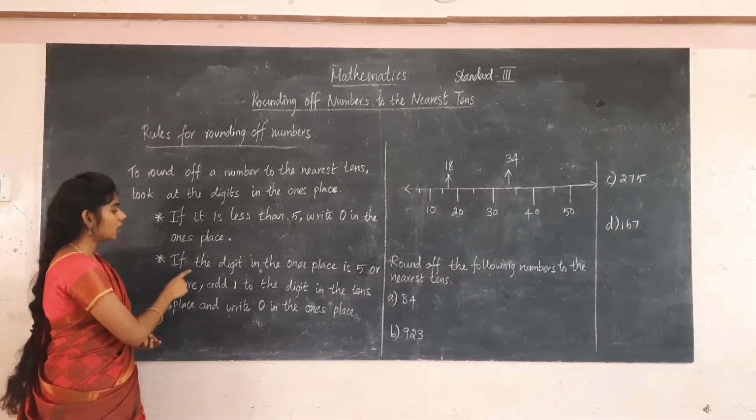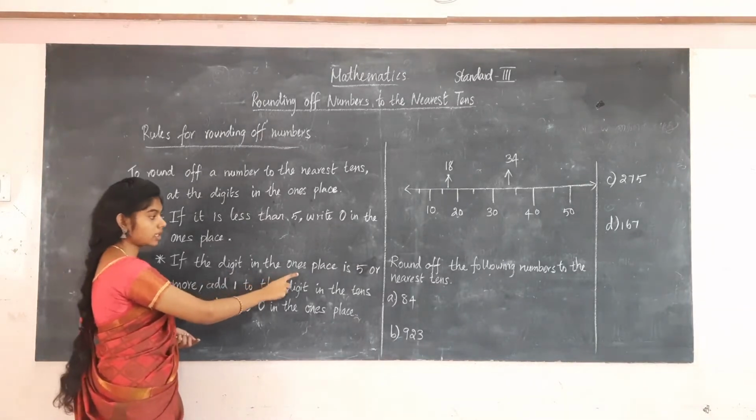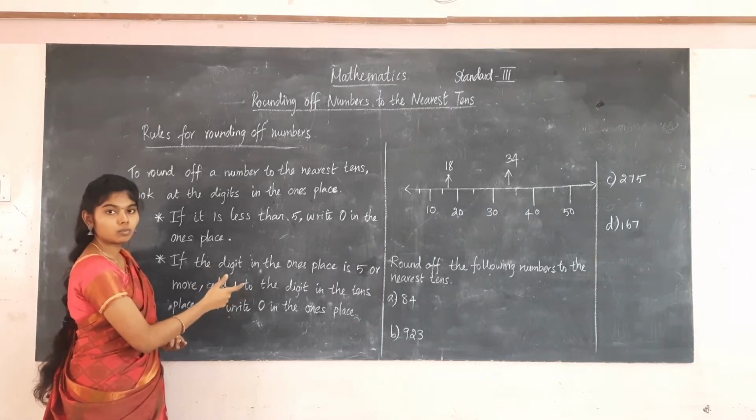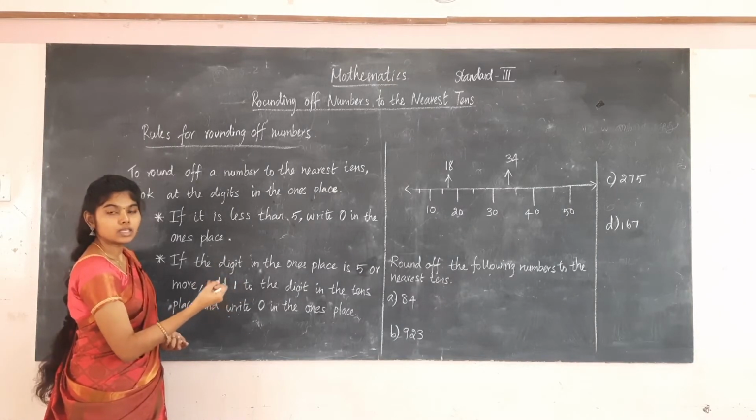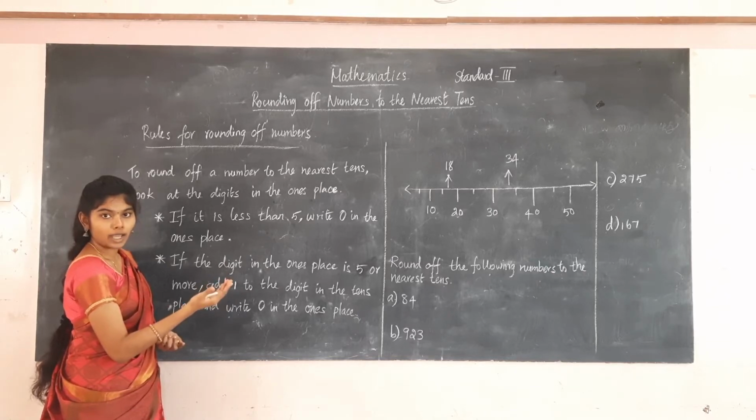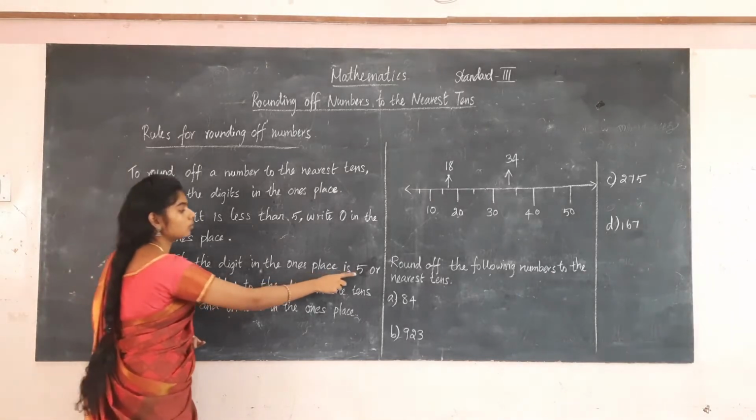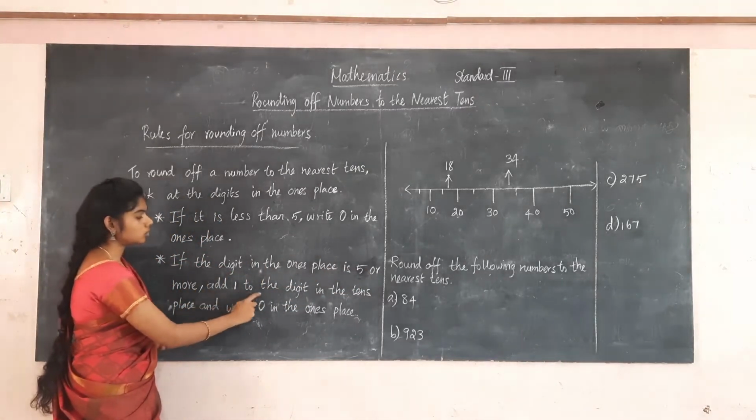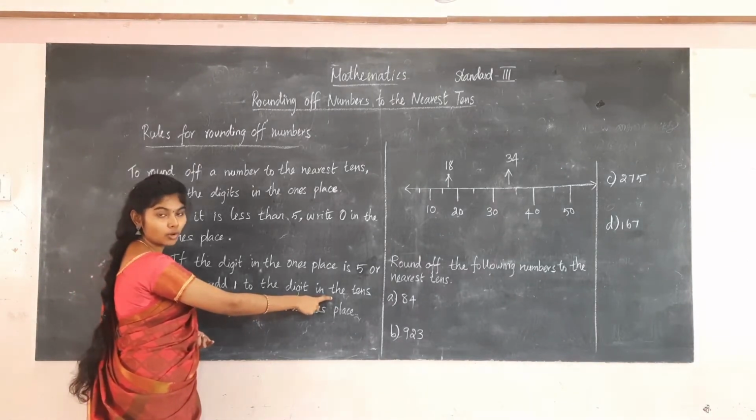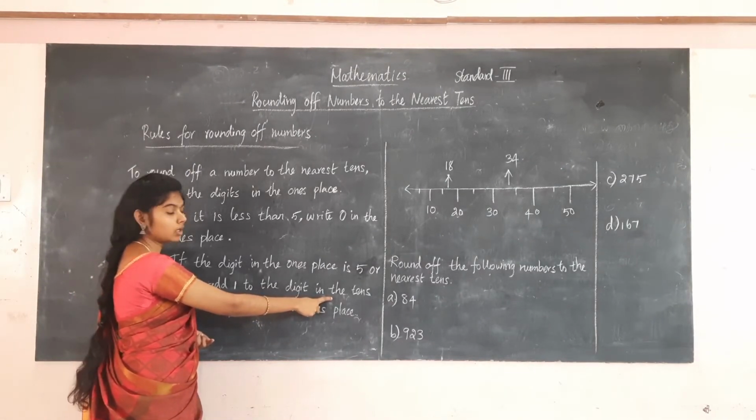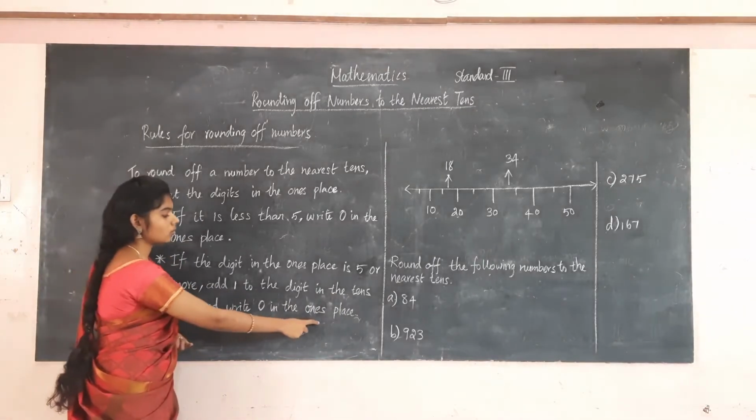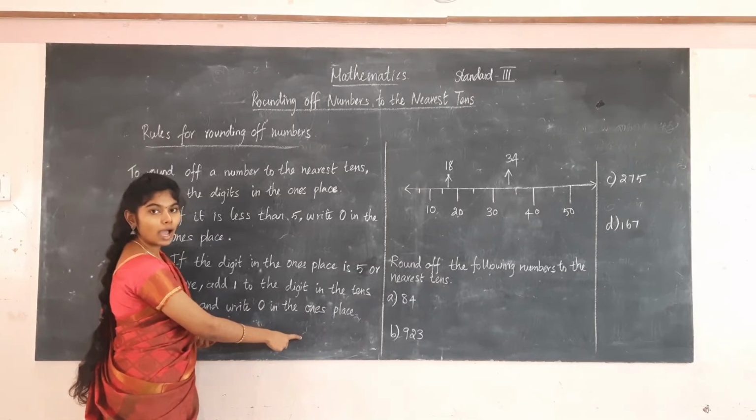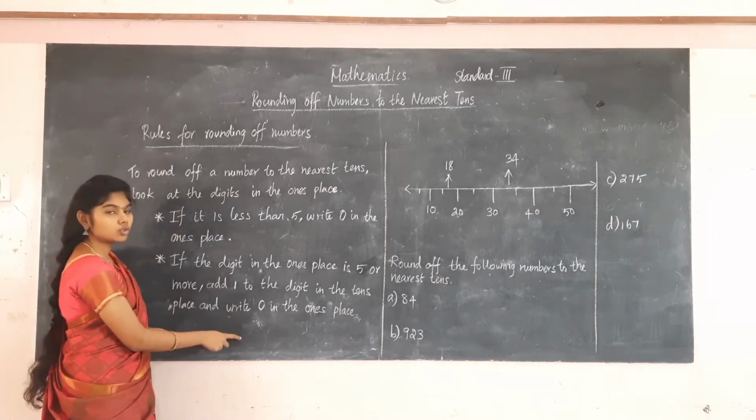The next rule is if the digit in the ones place is 5 or more. What are the numbers 5 or more in the ones place? 5, 6, 7, 8, 9, up to 9 only. So if the number is 5 or more, what do we have to do? Add 1 to the digit in the tens place, and then write 0 in the ones place instead of the given number. These are the rules to round off the numbers.